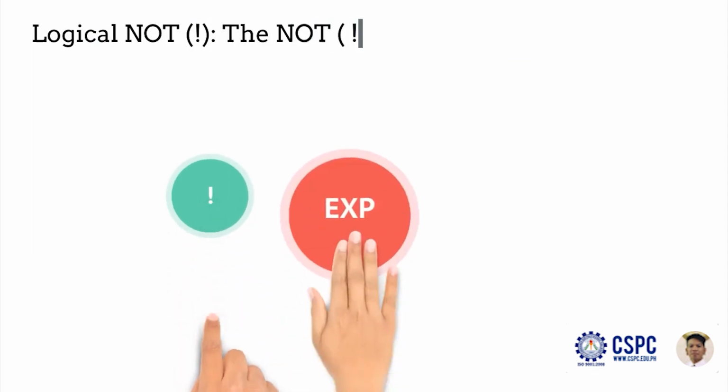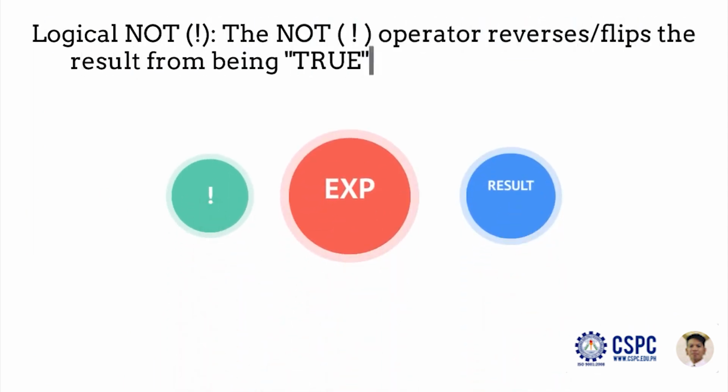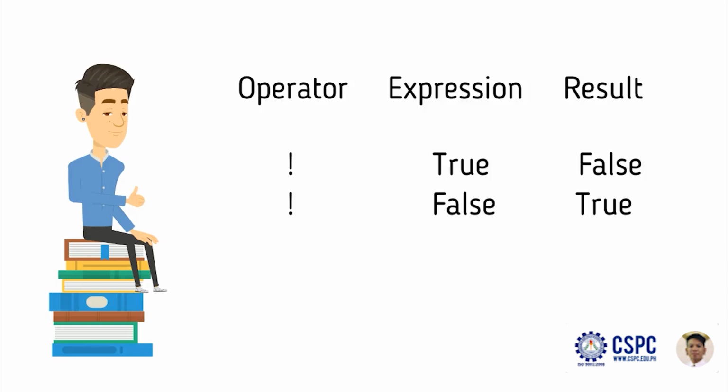Lastly, in logical NOT, the NOT operator reverses or flips the result from being true to false or vice versa. In this table, adding the exclamation point to represent the NOT operator flips or reverses the result.